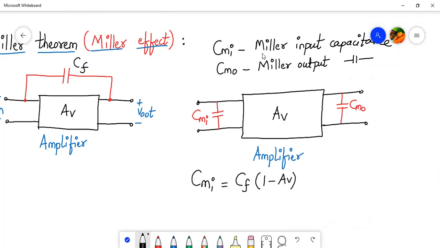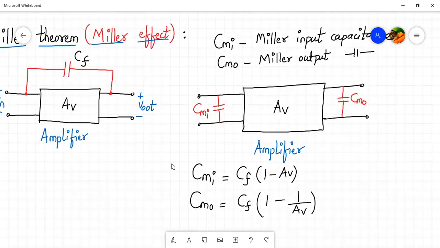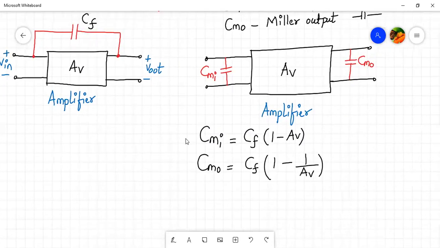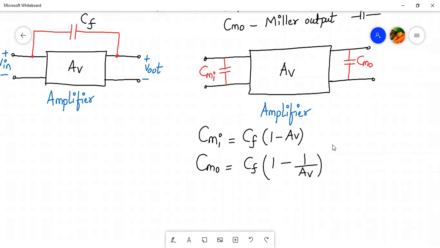CMI is called the Miller input capacitance and CMO is called the Miller output capacitance. CMO will be given by the feedback capacitor CF into 1 minus 1 upon AV. So that will be the formula for the output Miller capacitance. In the next 5 to 10 minutes, we will derive how we arrive at these results. First we'll concentrate on CMI, and then we'll see the CMO derivation.